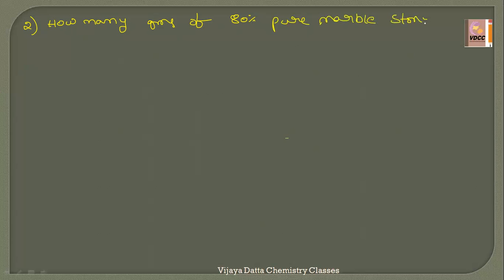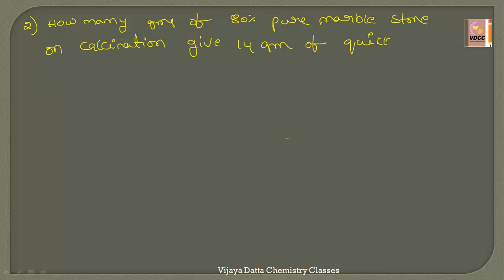Pure marble stone on calcination gives 14 grams of quicklime. We should know the formulas of marble stone and quicklime. That one we should know. See, what is the question he asked? How many grams of 80% pure marble stone on calcination give 14 grams of quicklime?